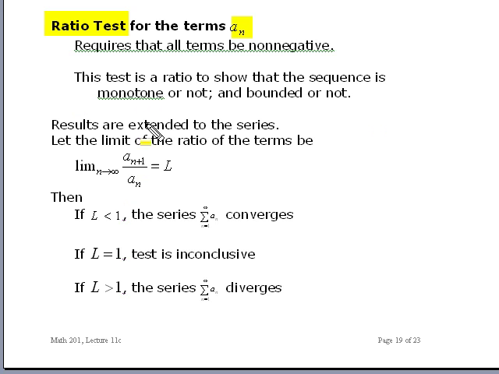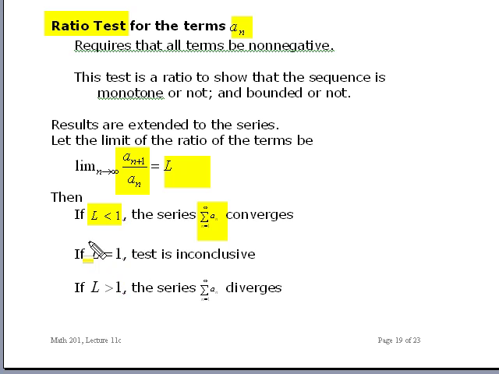So the ratio test shows whether the sequence is monotone or not, and bounded or not. Here we have the ratio, a_{n+1} over the previous term a_n. Take the limit as n goes to infinity. In this case, we're only looking at adjacent terms, a_{n+1} over a_n, and we look at the limit. Now, just because it has a limit does not mean that it converges. If that limit is less than 1, then the associated series converges.